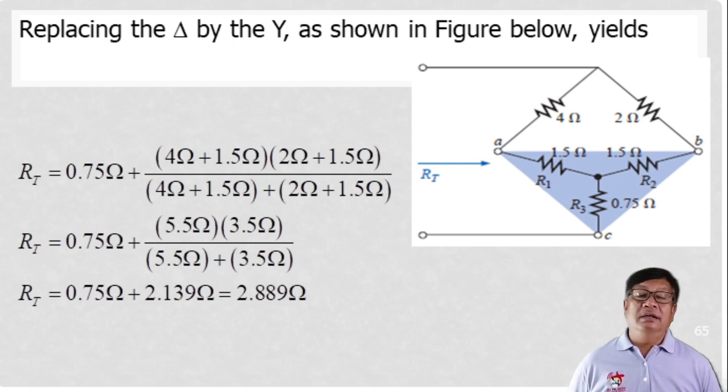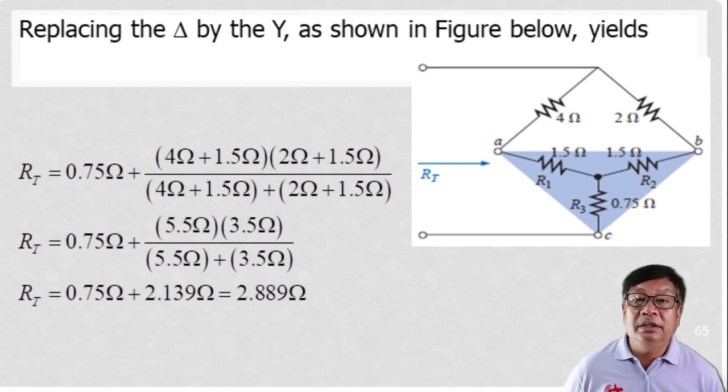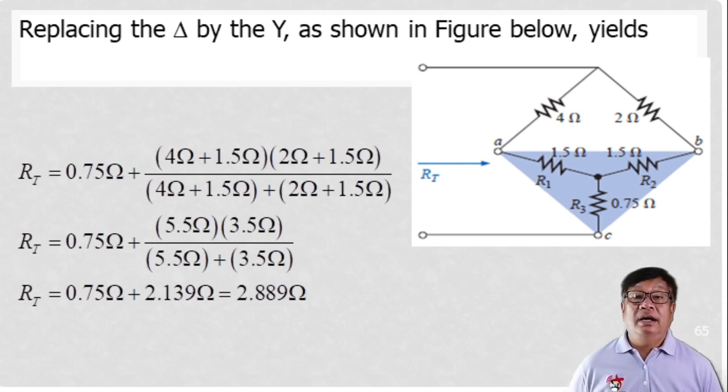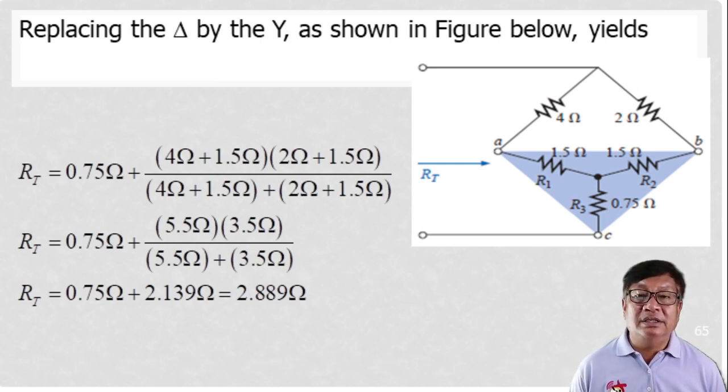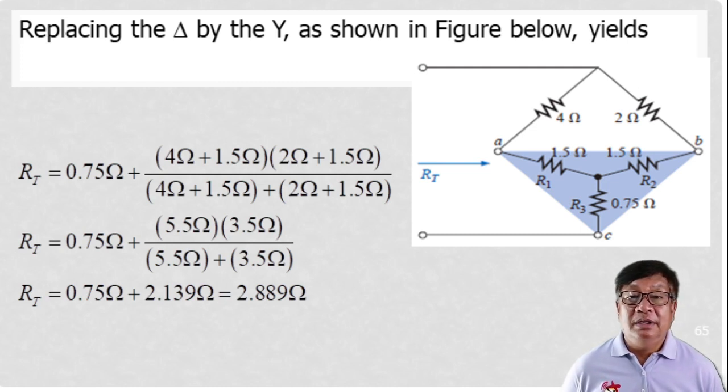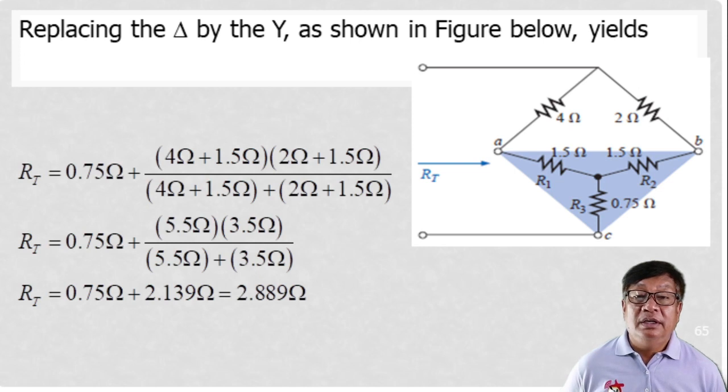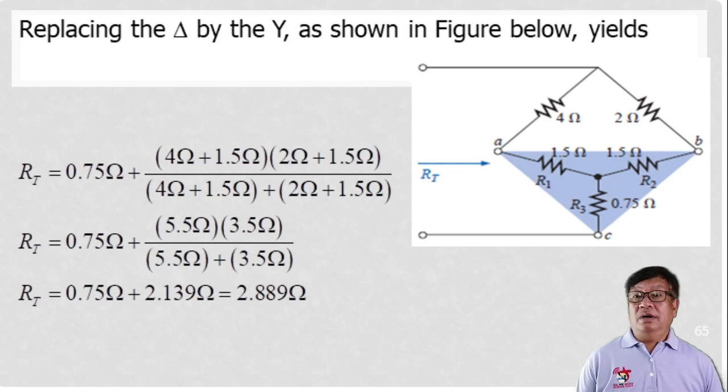We have already the equivalent Y resistance. So, what will happen? Your R1 is in series with 4 ohms here. Your R2, which is 1.5 ohms, will be in series with 2 ohms here. So, again, we will be able to simplify this circuit. Sum up this one, sum up this, then these two become parallel resistance, so do the parallel analysis, then add it with R sub 3, which is 0.75, connected in series with the parallel combination of these two resistances. Okay, so our total resistance is now equal to 2.889.